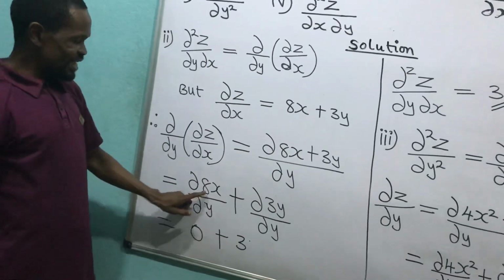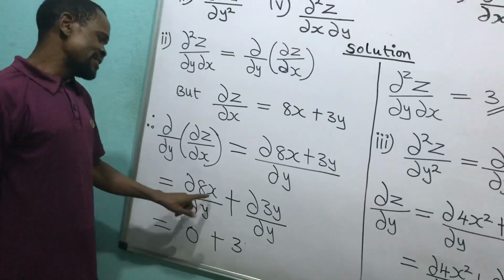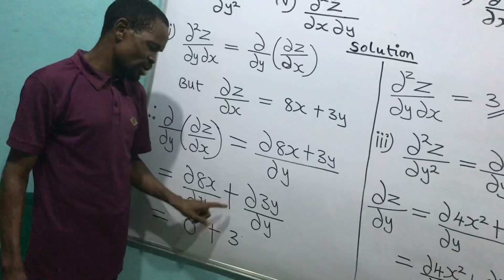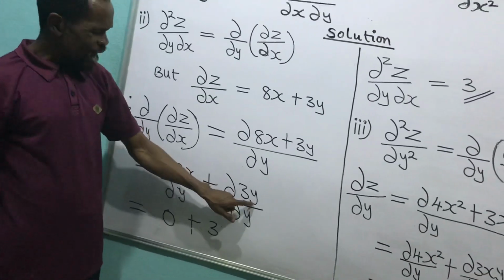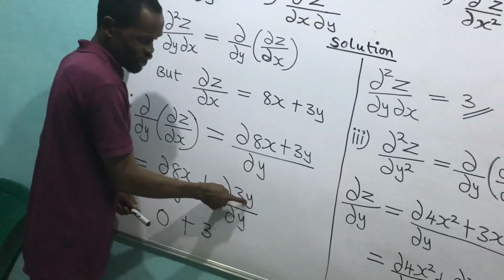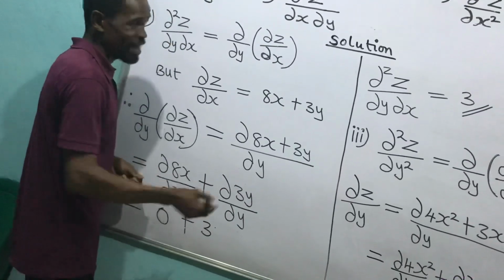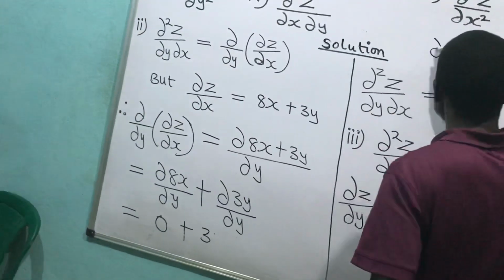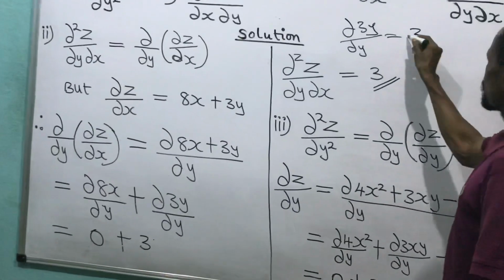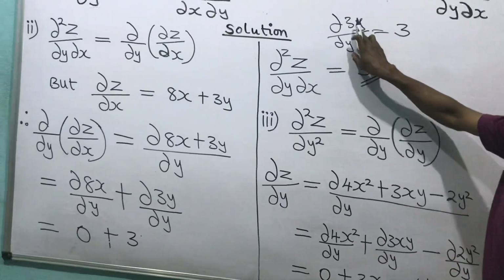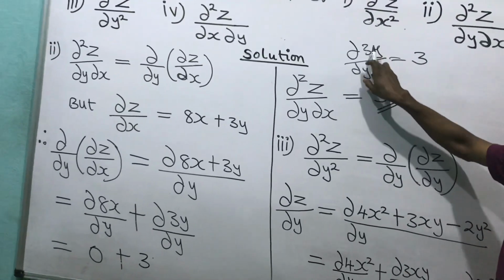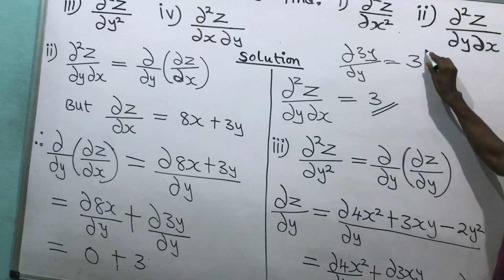Look at it. This 8x with respect to y: this 8x does not contain y, therefore if I differentiate it, it becomes 0. Plus, look at my plus, this term contains y, and when I differentiate it, I will have 3. You remember, when we differentiate y, dy will give me 1. If I have 3y with respect to y, it simply means 3 is a constant, and since it contains y, it has survived this differentiation.